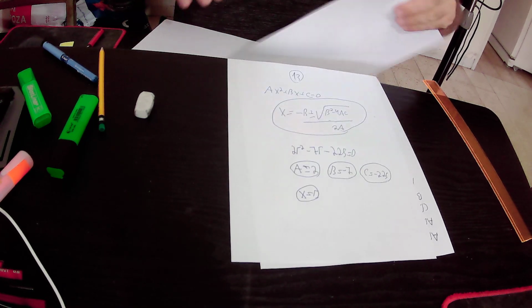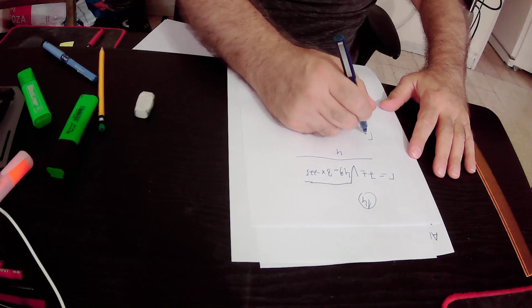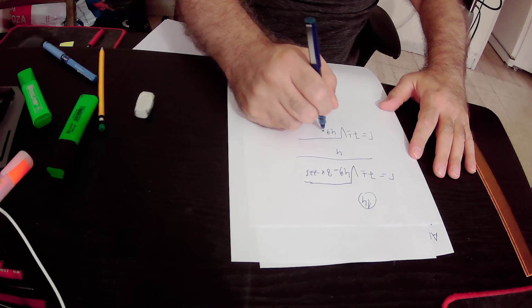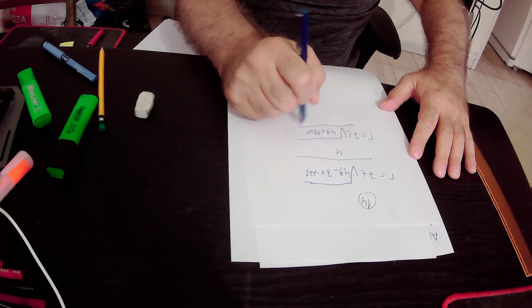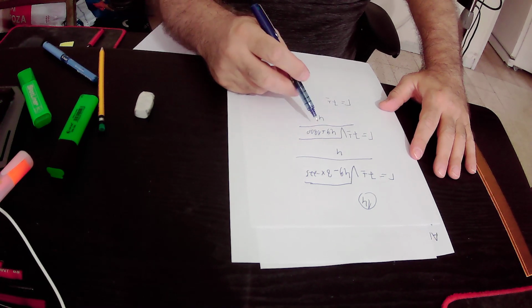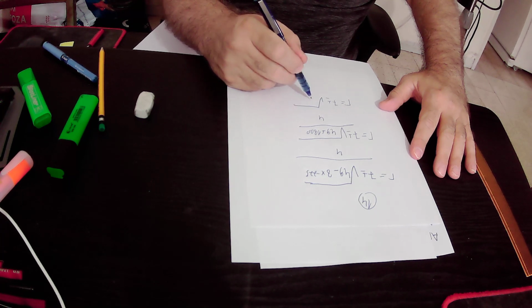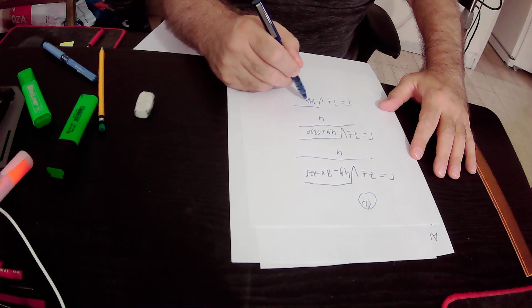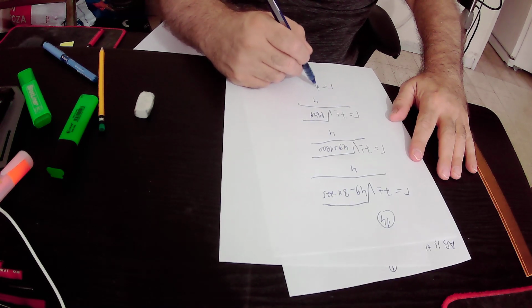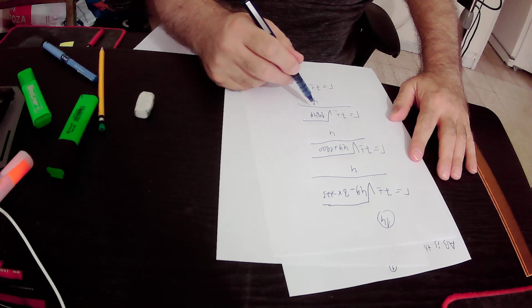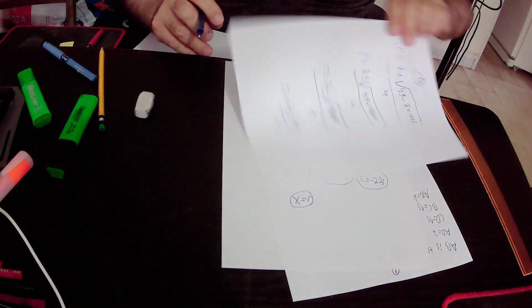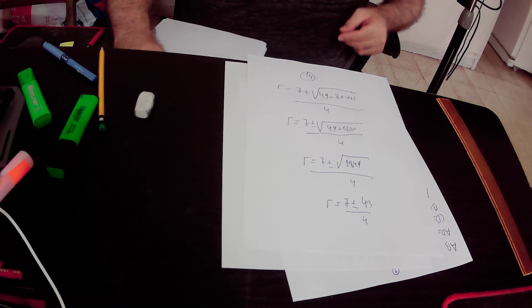So we write it down. R equals 7 plus minus root of 49 plus 1800 over 4. 49 plus 1800 is 1849. So R equals 7 plus minus the root of 1849, which is 43, over 4. So in total we got that R equals 7 plus minus 43 over 4.